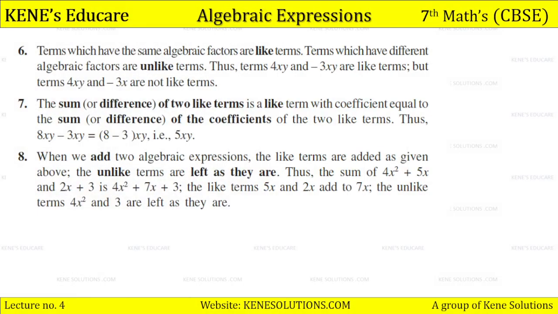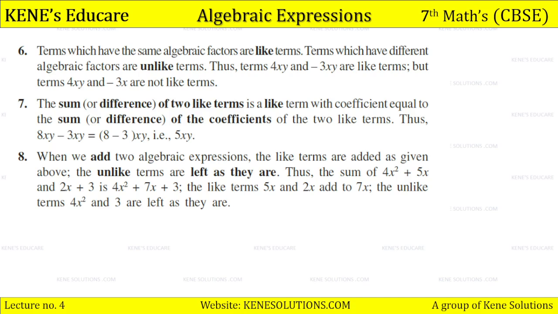The terms which have the same algebraic factors are like terms. Terms which have different algebraic factors are unlike terms. Thus, the terms 4xy and minus 3xy are like terms, but 4xy and minus 3x are not like terms. The sum or difference of two like terms is a like term with a coefficient equal to the sum or difference of the coefficients of the two like terms. Thus, 8xy minus 3xy is equal to 8 minus 3, that is, 5xy.